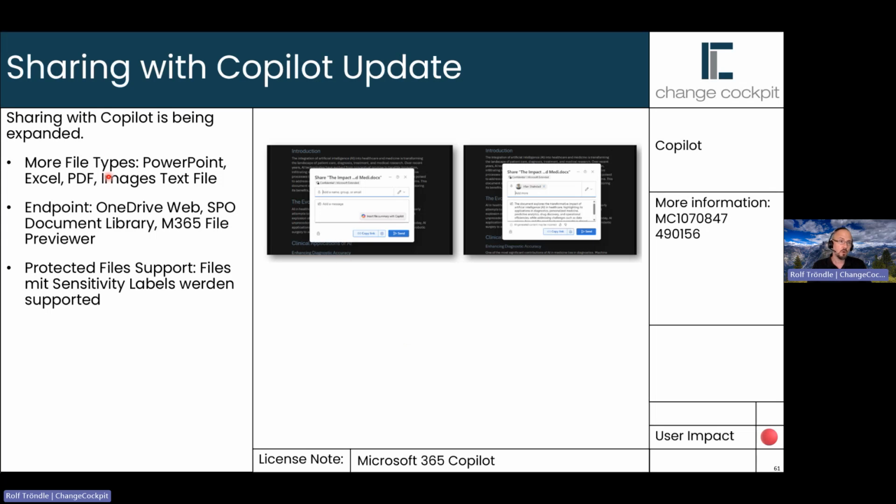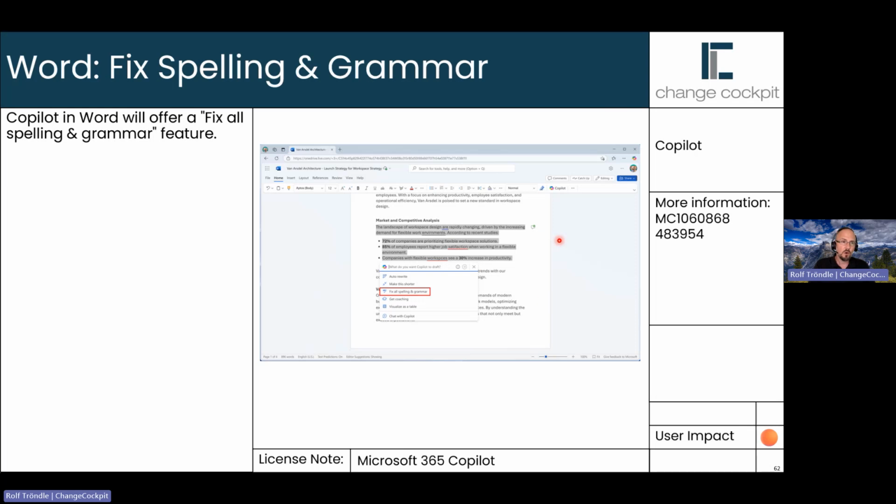This will now be extended to more file types: PowerPoint, Excel, PDF, images, and text files. And it's available in OneDrive Web and SharePoint Online Document Library, as well as in Microsoft 365 File Previewer, and it even supports protected files.